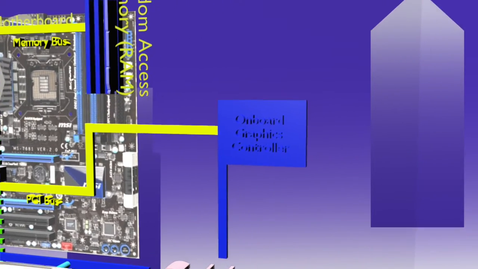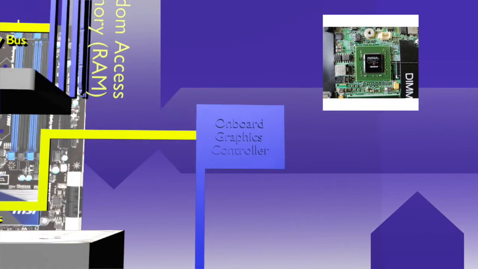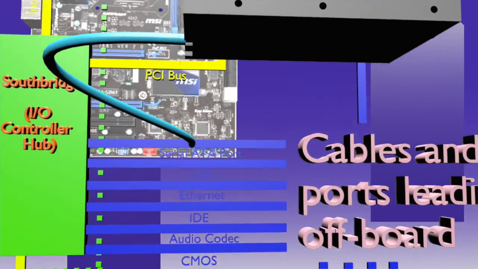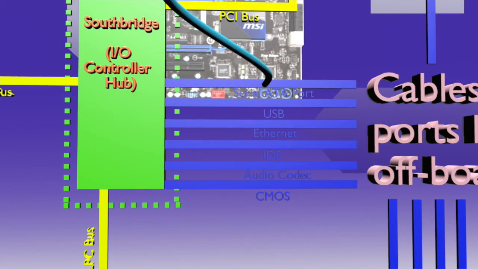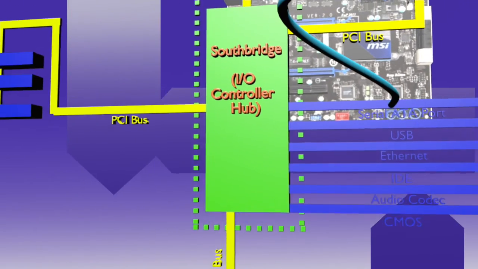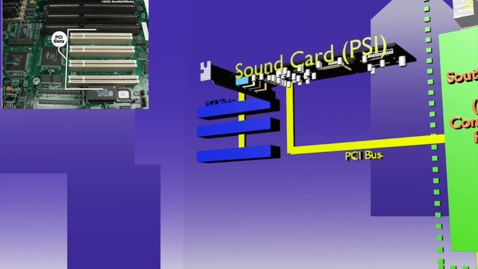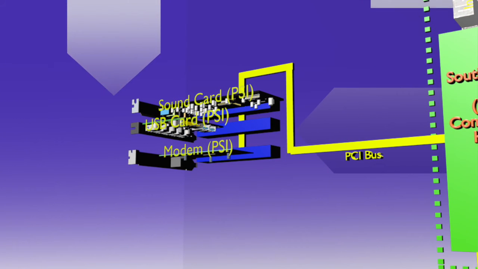Now, also connecting to the South Bridge is a PCI bus, which, if you didn't have a video card, you could use an onboard graphics controller in order to send output to a monitor. And the South Bridge is also where the CPU is going to communicate with your USB, Ethernet, and audio codecs. Following the PCI bus from the South Bridge, you have your PCI slots. And in these slots, you can connect a sound card, a USB card, a modem, and other peripherals to the motherboard itself.